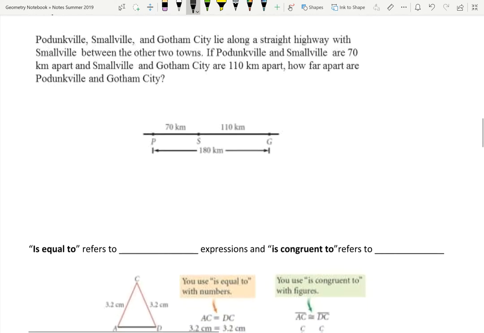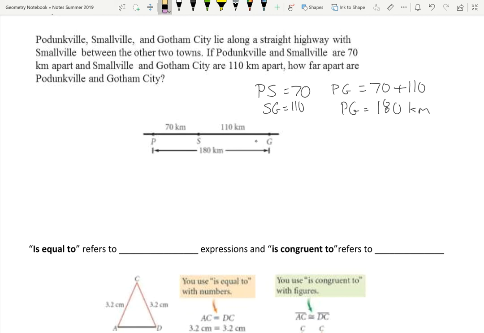Here's an example. Podunkville, Smallville, and Gotham City lie along a straight highway with Smallville between the other two towns. If Podunkville and Smallville are 70 kilometers apart, and Smallville and Gotham City are 110 kilometers apart, how far apart are Podunkville and Gotham City? So the distance from P to S is equal to 70. And the distance from S to G is equal to 110. And then the distance from P to G, what's that going to be? Well, that's just going to be 70 plus 110. Should be 180 kilometers, which you'll notice is what they have right there.